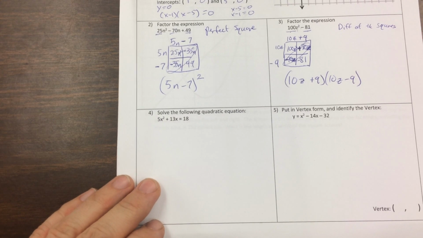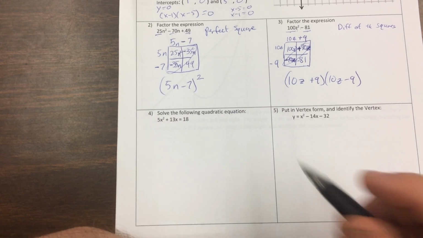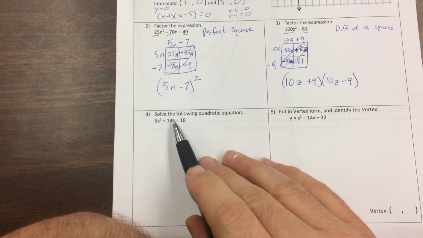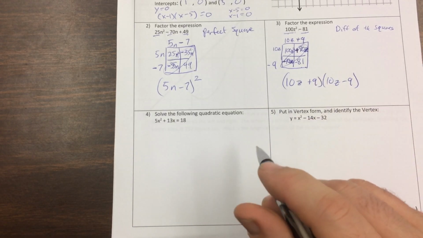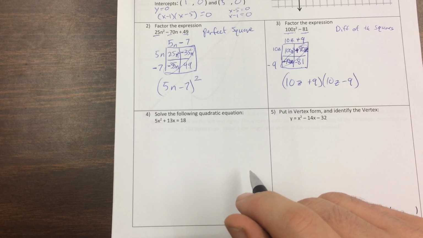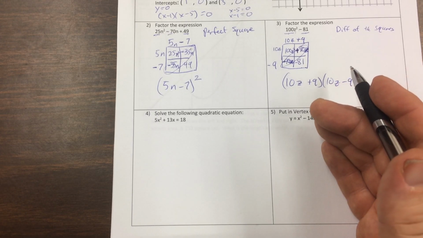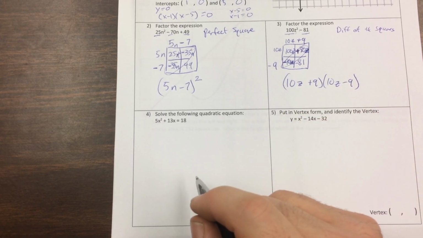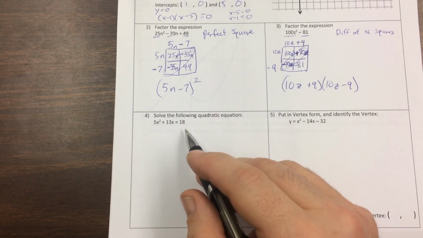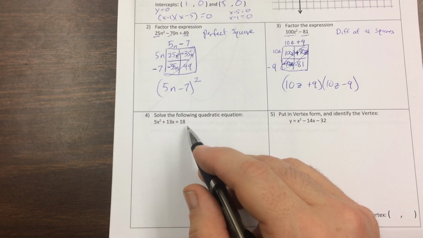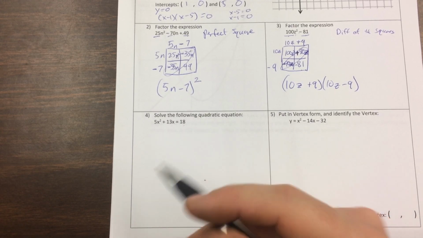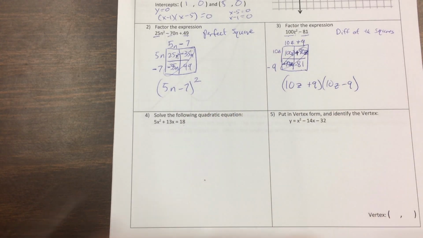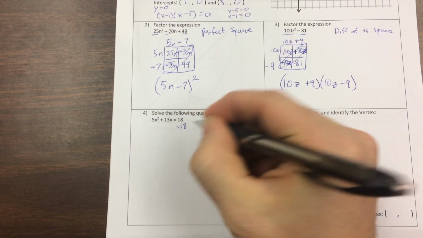Now we're going to solve these quadratic equations. It says solve the following quadratic equation. A couple different ways we could do this. You can always do completing the square and taking the square root of both sides. You can also use the quadratic formula. But this one actually lends itself to factoring. If you're not sure, you can always try one and see if it works. But I'm going to show you how this works.